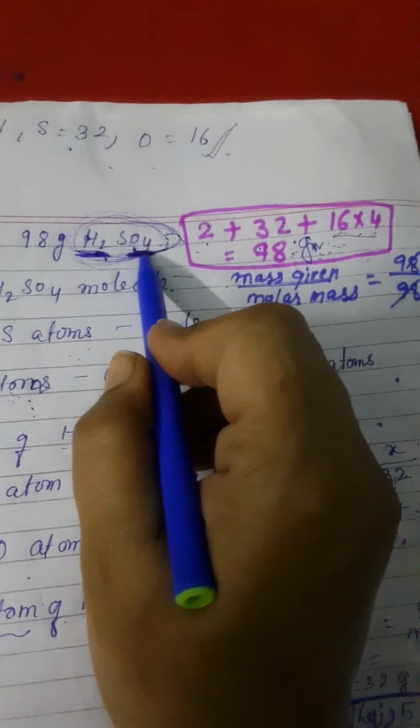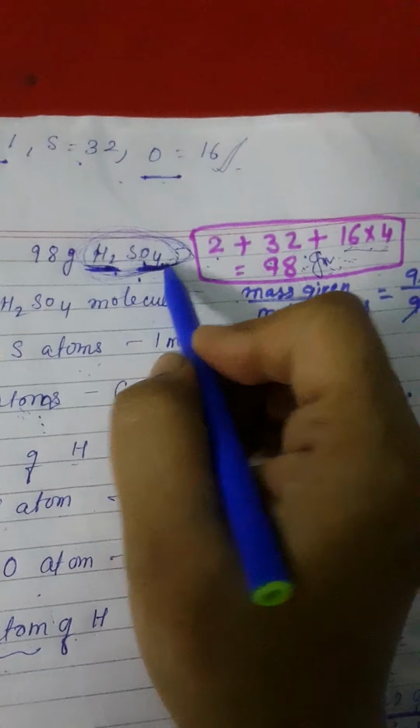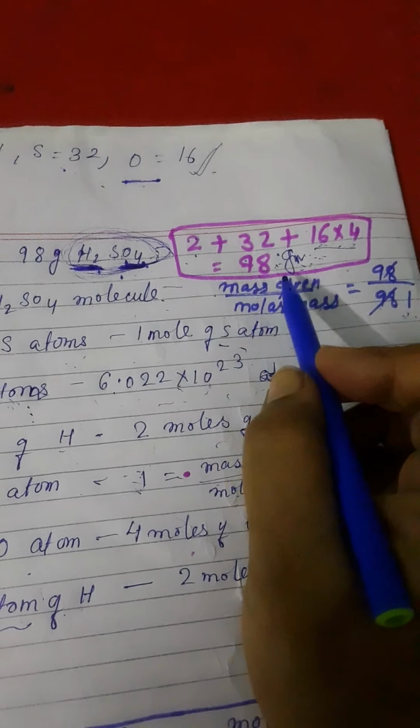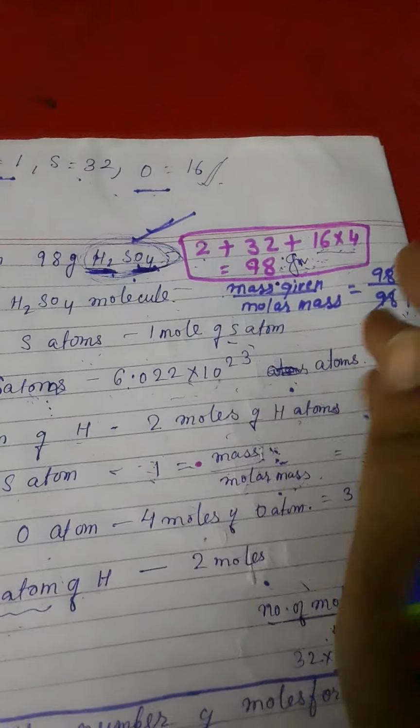Oxygen, how many oxygen atoms are present? 4, and the atomic mass of oxygen is 16. 16 into 4, and finally we'll get the answer 98. So its molecular mass is what? 98. Okay. Now see the question.